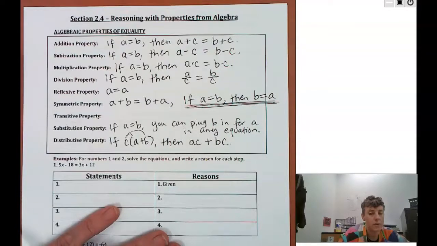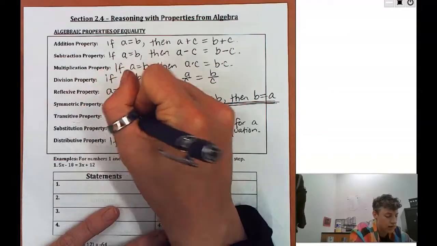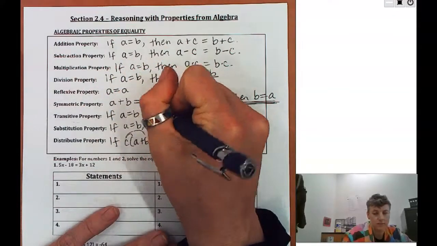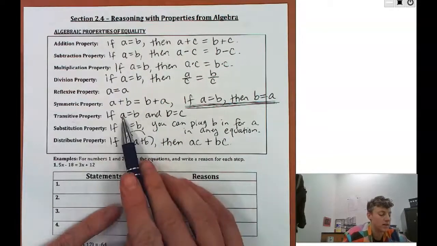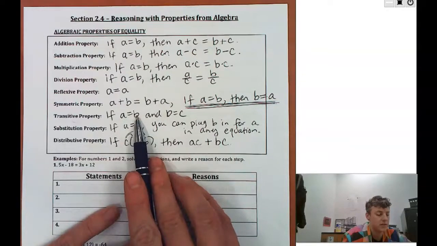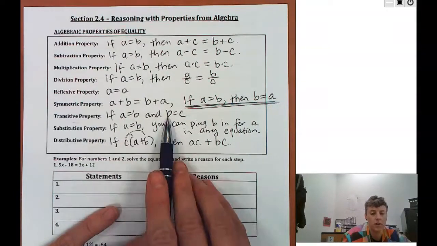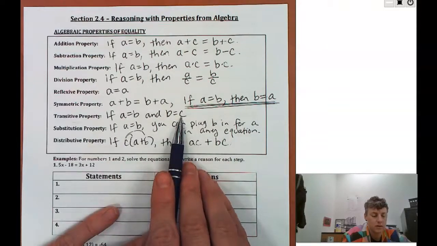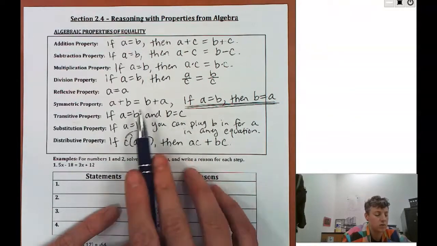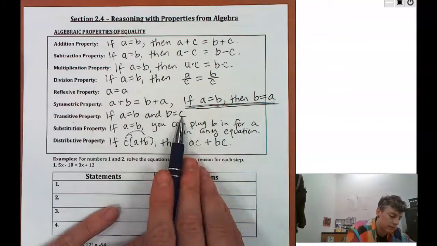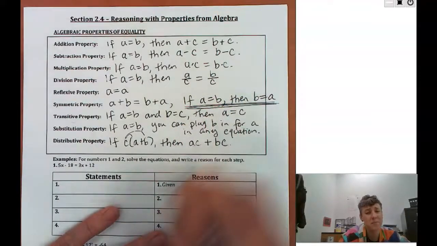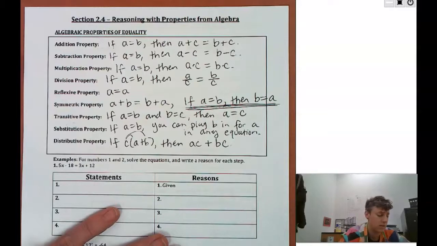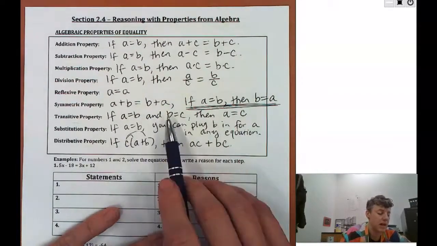The transitive property is my favorite. It says if A equals B and B equals C, if you have something equal to something else, and that something else is equal to a third something, then that original equals the third one. Then A equals C. You don't need the middleman B anymore. A equals B and B equals C, then A actually equals C.